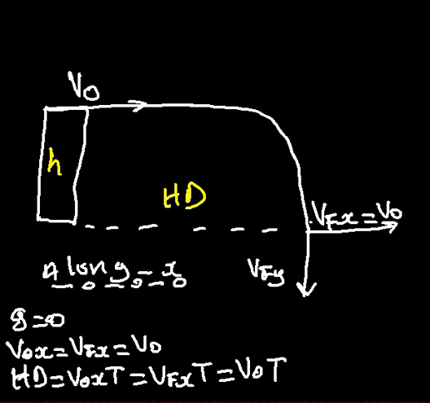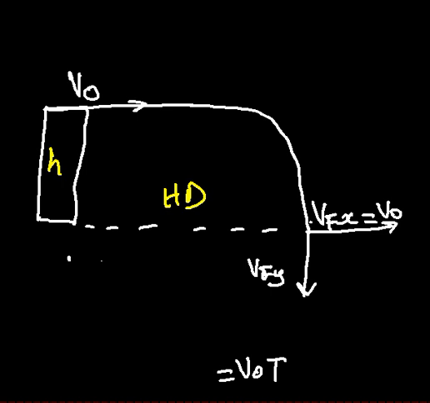So that's how you analyze the motion of this object along the x-axis. Acceleration due to gravity is zero because the gravitational force is not felt. The launch velocity is the same as the initial velocity along x and also the same as the final velocity along x. And the horizontal distance is the launch velocity times the total time.